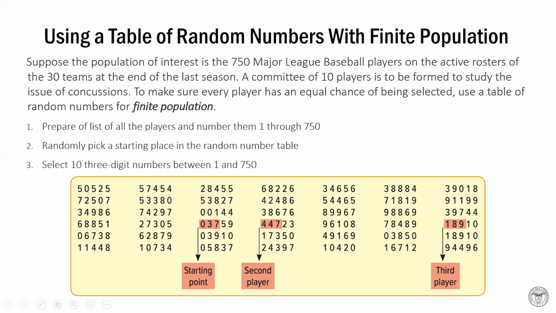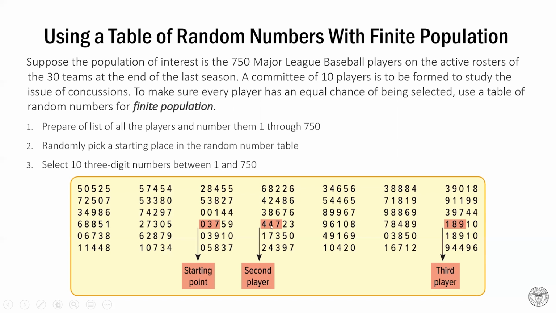Suppose the time is 3:04. Go to column 3 and down to row 4. Here, the number is 03759. So we use the first 3 digits in the 5-digit number. To continue selecting, you could move in any direction. In this example, we move right.